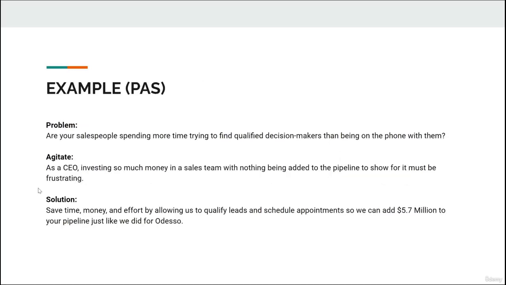So here's a good example right here. This is an example that you can use for lead generation. So for example, the problem is, now here we're targeting, let's say, CEOs of a company, right? A problem here is, are your salespeople spending more time trying to find qualified decision makers than being on the phone with them? That's the thing with a lot of CEOs. They always have a sales team, and typically their sales team tries to find leads, but what they should really be doing is going on the phone with these leads to close them and to get more money for their company, right?